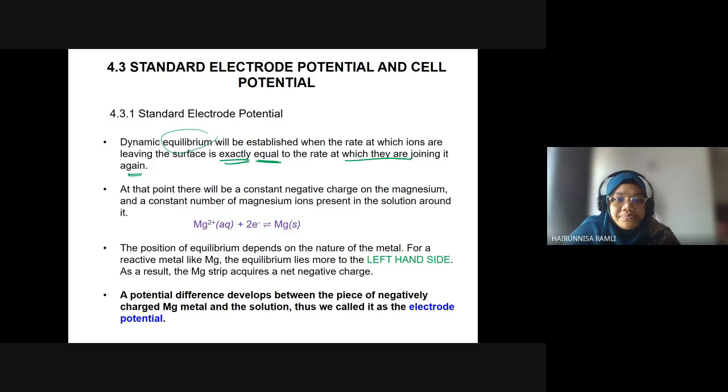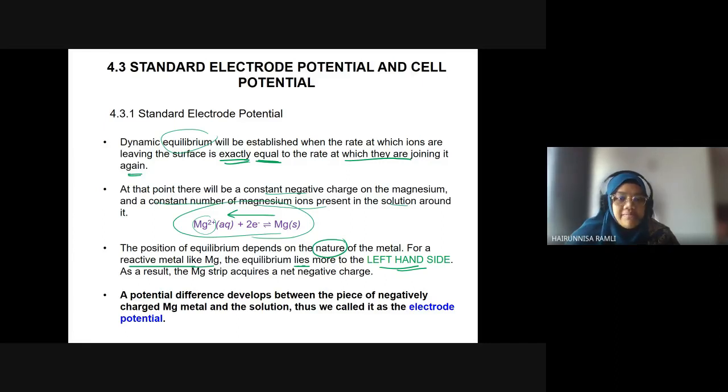Okay, so at that point there will be a constant negative charge on the magnesium and a constant number of magnesium ion present in the solution around it. Jadi constant lah, kadar pergi dengan kadar keluar sama, so value to constant. Okay, so the position of equilibrium depends on the nature of the metal. For a reactive metal like magnesium, sebab kita tahu magnesium ni reaktif, dia suka untuk lose electron kan. So that's why the equilibrium lies more to the left hand side. Means that kalau you tengok equation ni, dia lebih suka untuk menjadi Mg2+. That's why they lie more to the left hand side.